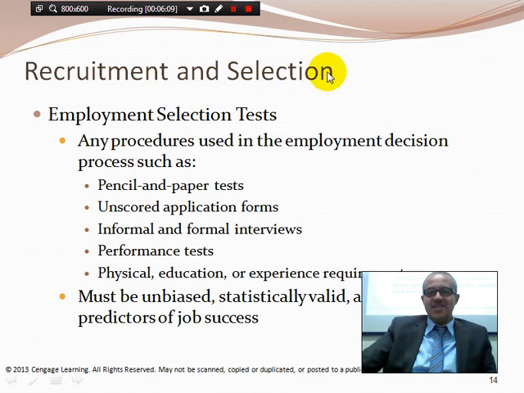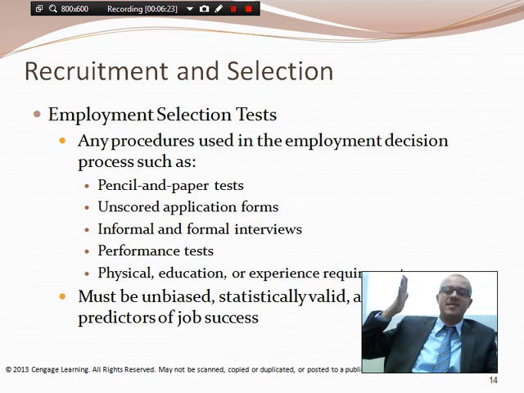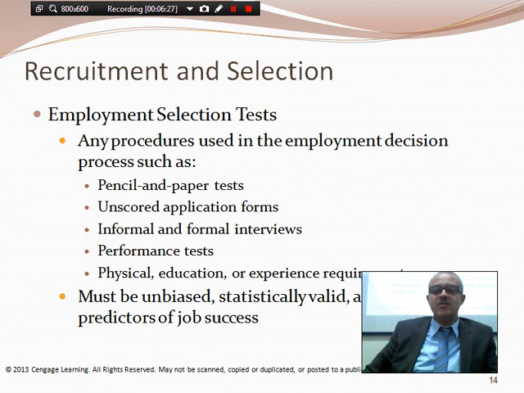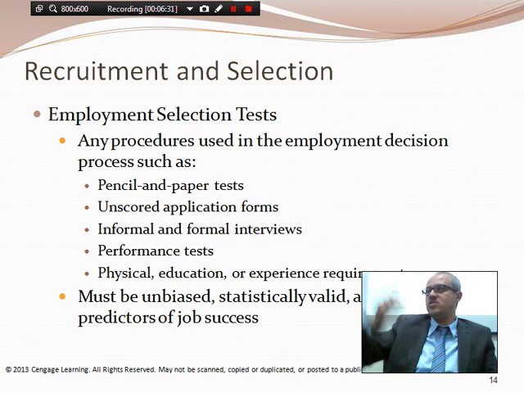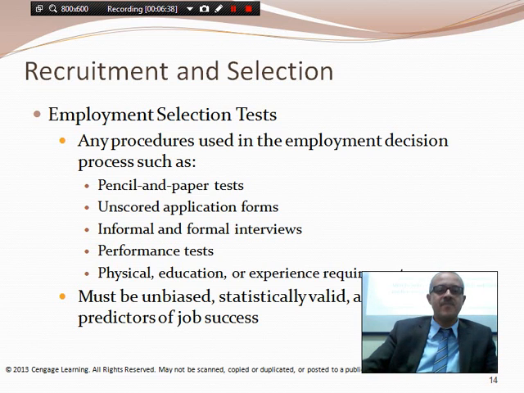Recruitment and selection: employment selection tests, any procedure used in the employment decision process. You guys know pen and pencil tests. Anyone, when they got their job, did a pen and paper or a pencil and paper test. Or maybe an unscored application form. You have an application form that you have to fill in. Sometimes informal or formal interviews. So they have to interview.